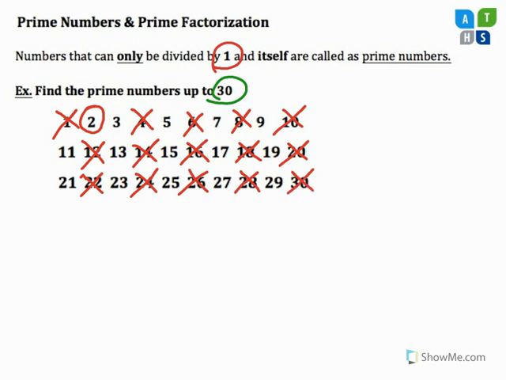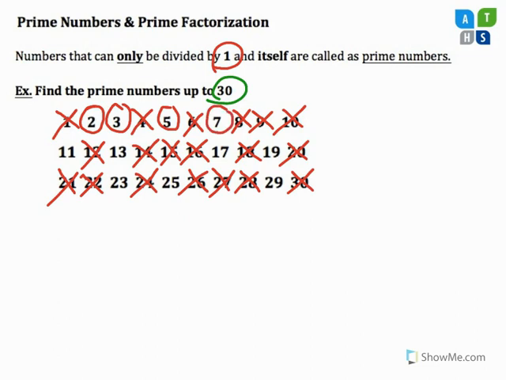Now, let's go with 3. 3 is a prime number because it is divisible by 1 in the definition. It is not divisible by 2 and it's divisible by 3 itself. So yes, it's a prime number. But this means multiples of 3 are not prime, meaning 9, 12, 15, 18, 21, 24, 27 and 30. So 5 is prime, 7 is prime.